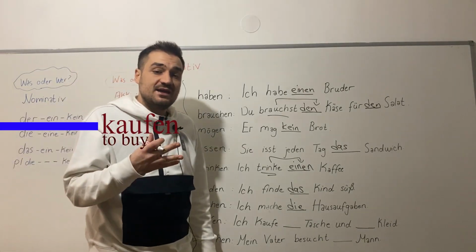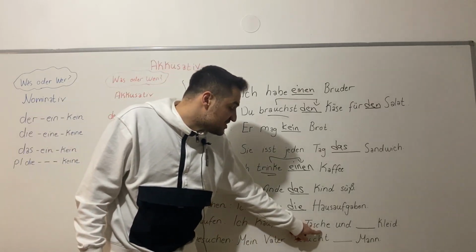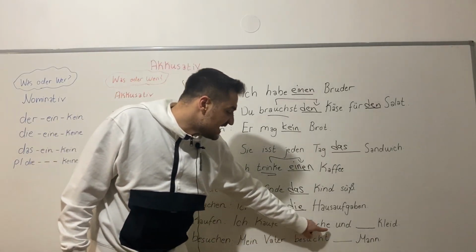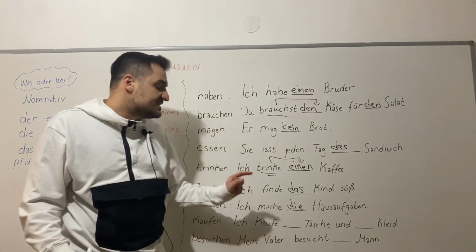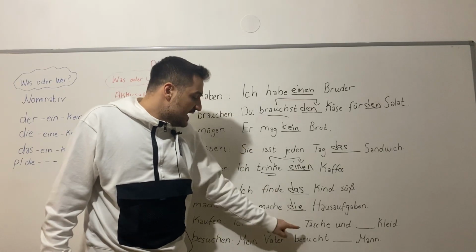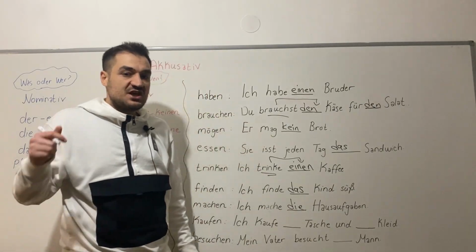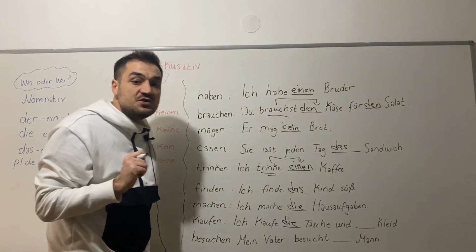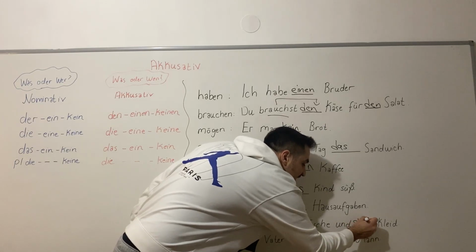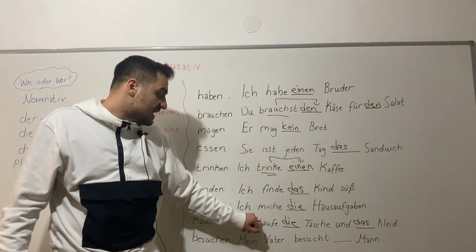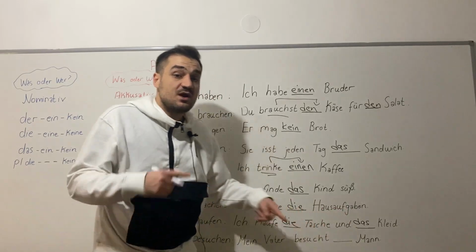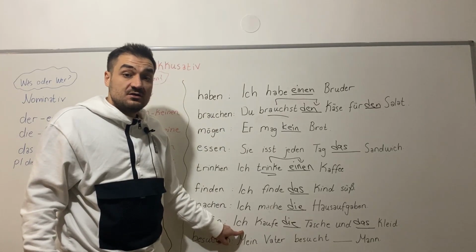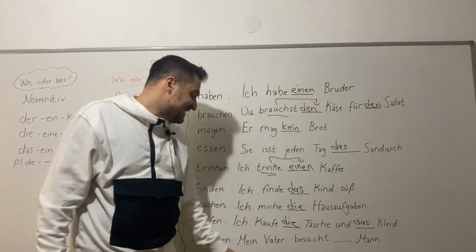Kaufen is to buy. Here, ich kaufe Tasche, the bag, and Kleid, the dress. Now in this case, Tasche ends with E, and it has the article die Tasche. And when we want to say die, we don't change the article in the accusative case. Ich kaufe die Tasche und das Kleid, das stays as das in the accusative case. Kaufen is directly affecting the nouns here. That's why we are changing it. It's a movement, it's an action. You are doing something. That's why we are using the accusative case.